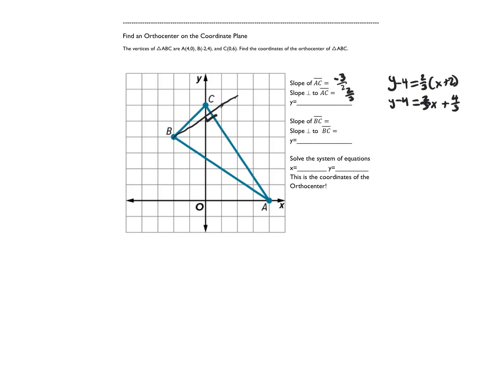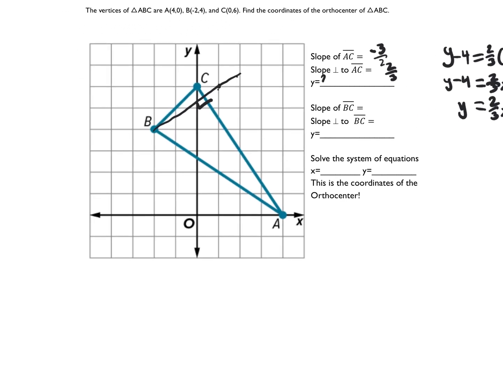Oh, I forgot that bar there. And then we're going to add 4 to both sides. So 2/3 x plus 4/3, and 4 is the same thing as 12/3, so this is 16/3. So y equals 2/3 x plus 16/3. And if you look at the line that we drew, 16/3 would be the y-intercept. 16/3 is the same thing as 5 1/3. So that does work. So we're good with that.